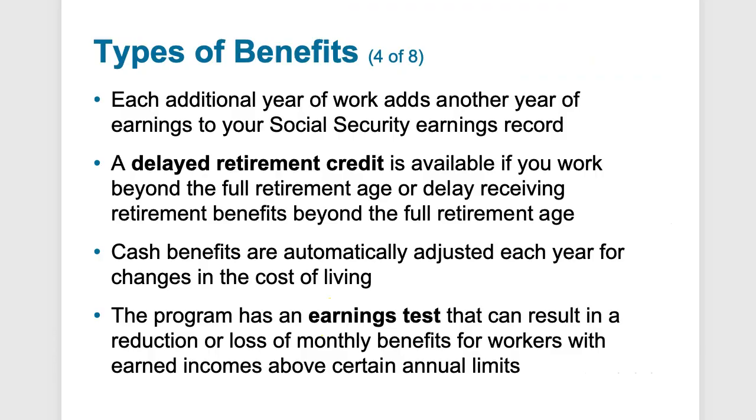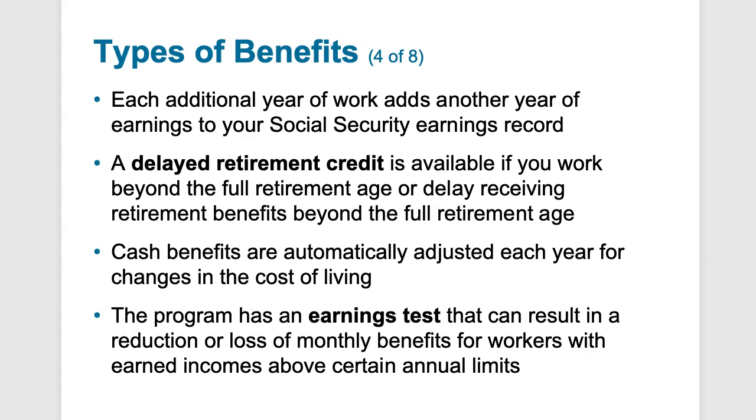Okay, so continuing with types of benefits. Each additional year of work adds another year of earnings to your Social Security record. So if you work longer, you can increase the amount of Social Security that you're going to get paid. If you delay your retirement, you're going to get extra credits that go beyond the retirement age. So if you work to say age 70 or 75, you're going to be receiving benefits beyond the full retirement age, adjusted for the fact that you're delaying your benefits.